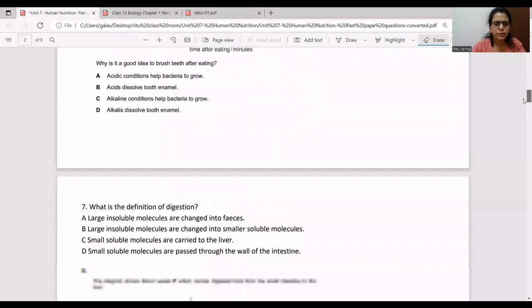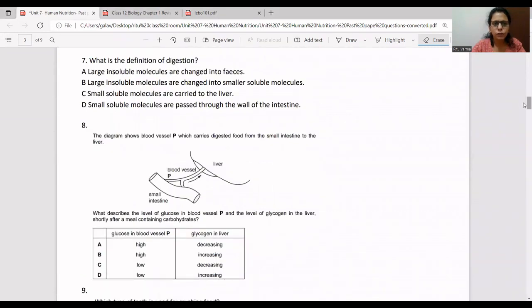Next is question number 7. What is the definition of digestion? Now we already know that in digestion, the large insoluble molecules are changed into smaller soluble molecules. So D is the correct answer. Large insoluble molecules are changed into smaller soluble molecules.